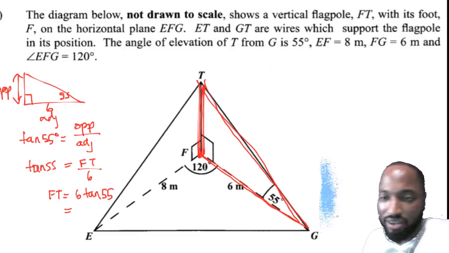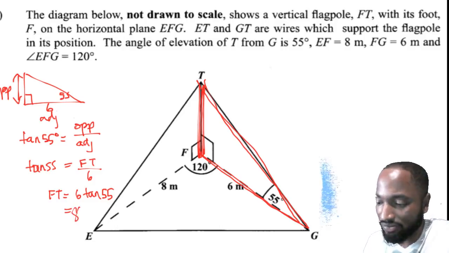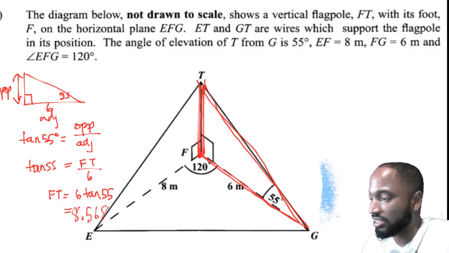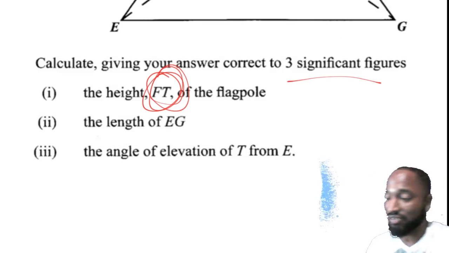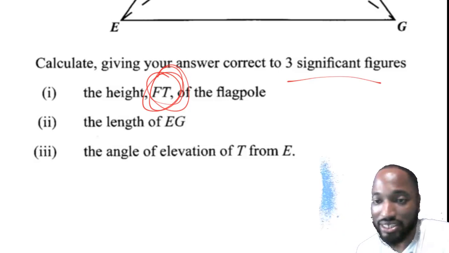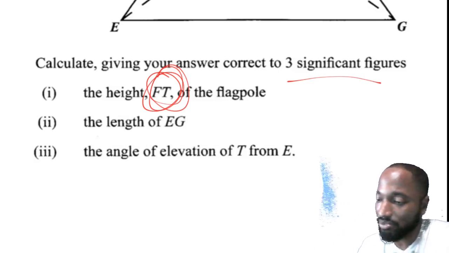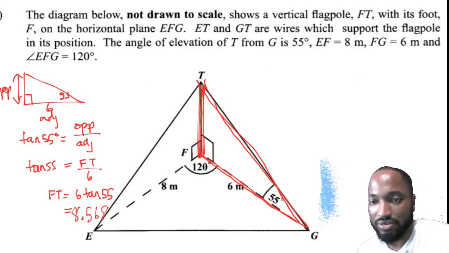So 6 by tan of 55. People getting 8.6 and 8.5. I think the answer is 8.568. We'll leave it like that. They didn't say to any significant figures, just 3 significant figures earlier. So anytime you're thinking how to express this, make sure you check back and see how many significant figures they say. So it looked like it's 8.57.